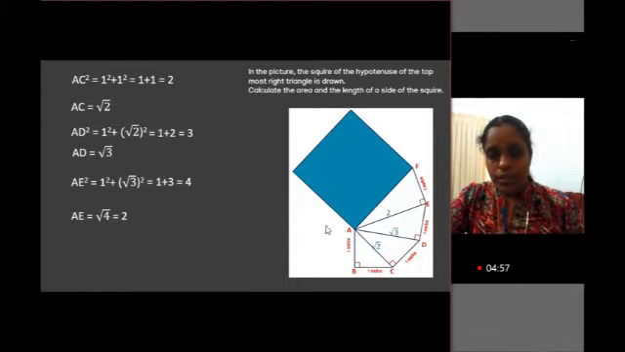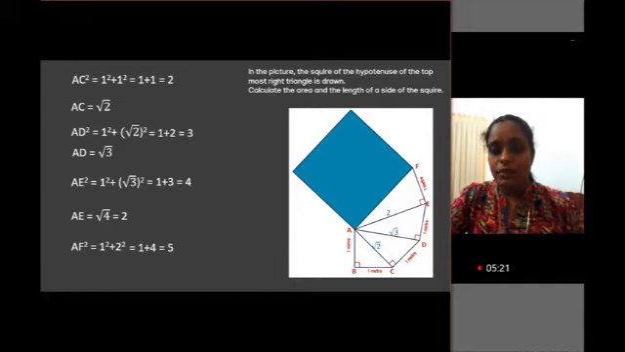Okay. Next we are going to find the length of AF. Here this is also a right angle triangle, so AF square is equal to 1 square plus 2 square. Here this length is 1 and this length is 2. So 1 square plus 2 square, that's equal to 1 plus 4, that's equal to 5. Therefore the length of AF is equal to root 5.